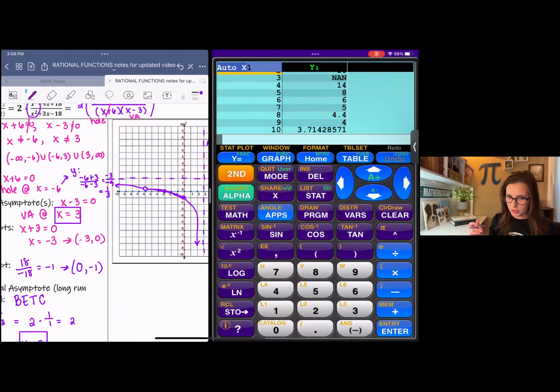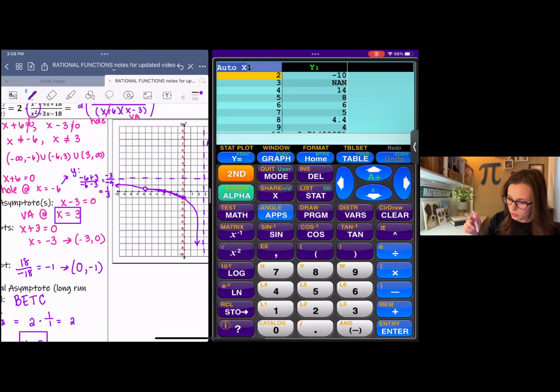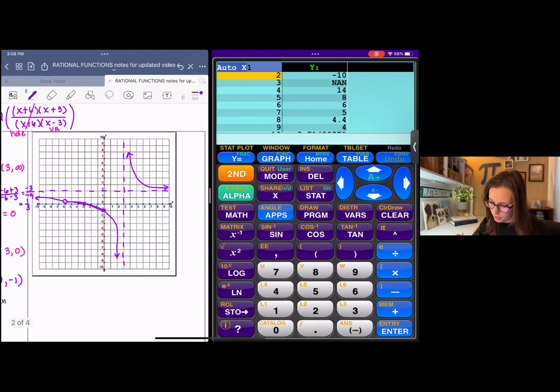Just to give you some reference here as far as a table of values, I went to y equals and I put in the function, and then I went to table, and there's some points that you can plot. At 3, you can see it's a discontinuity, which checks out. And then 4 goes to 14, 5 goes to 8, and you could get a better graph there. So there's that.